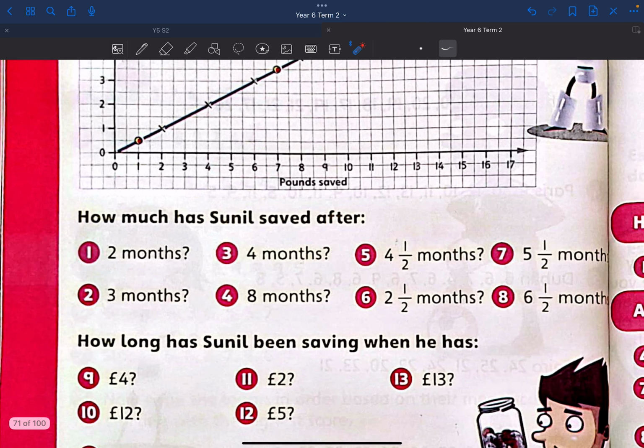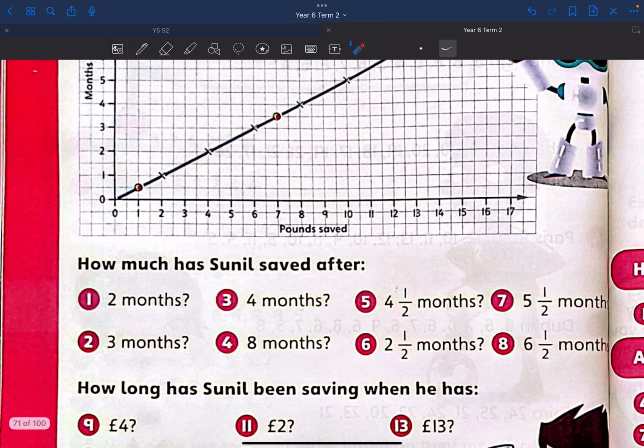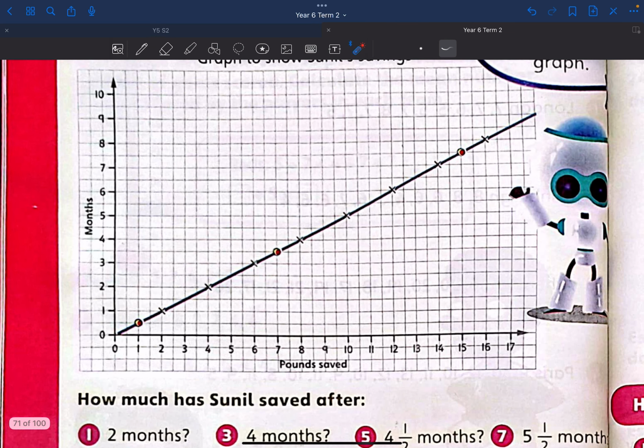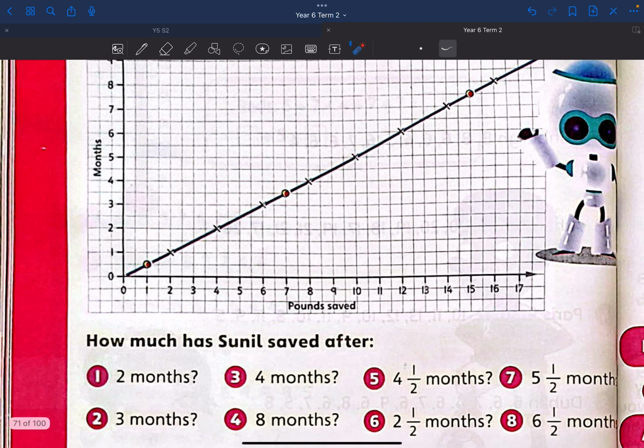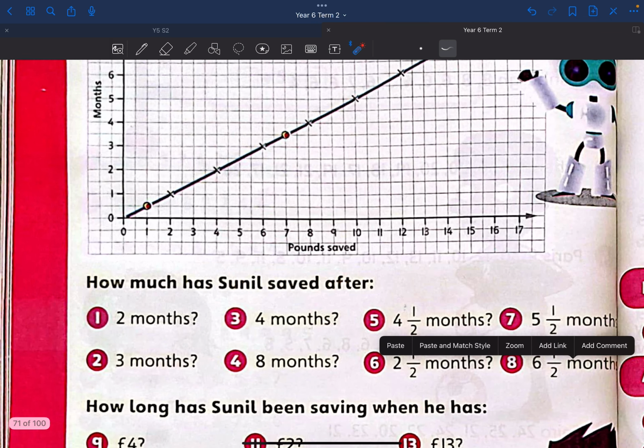Look down. How much has Sonal saved after? So this graph is showing you a person named Sonal, and how much he saved during these months. How many months? 1, 2, 3, 4, 10 months. How much money did he save at the end? 17 pounds.